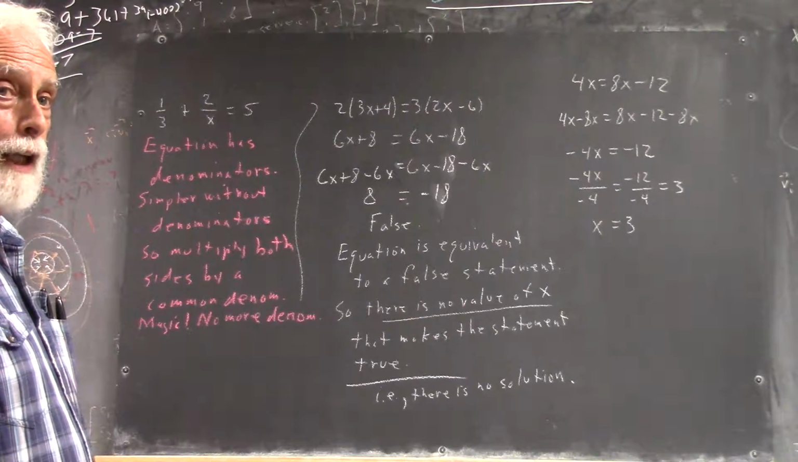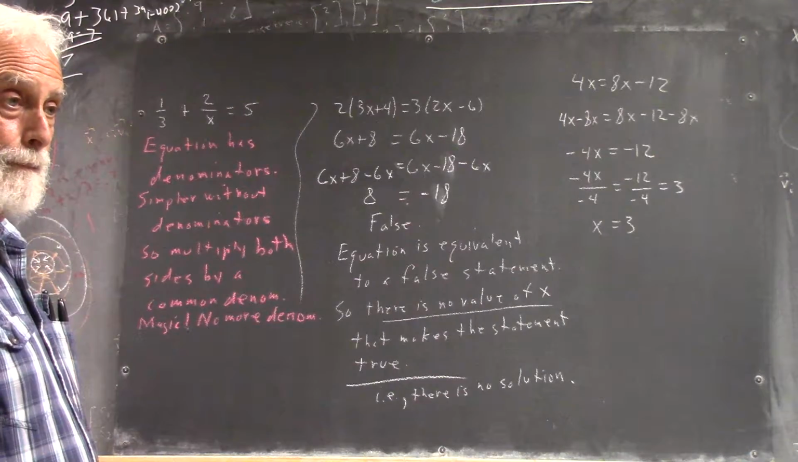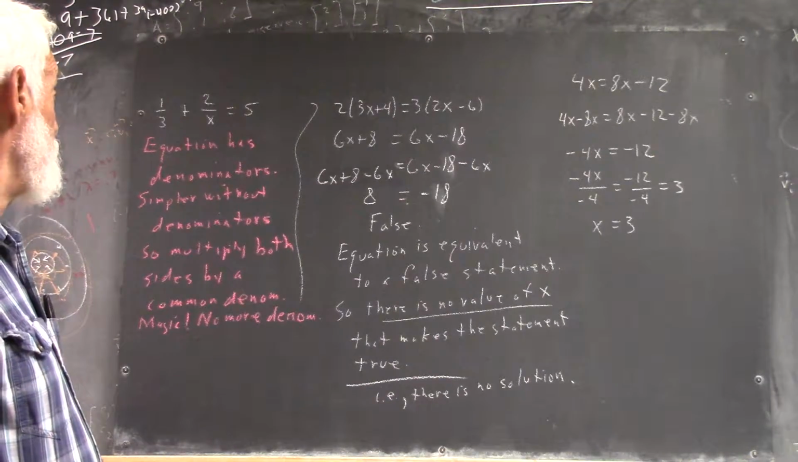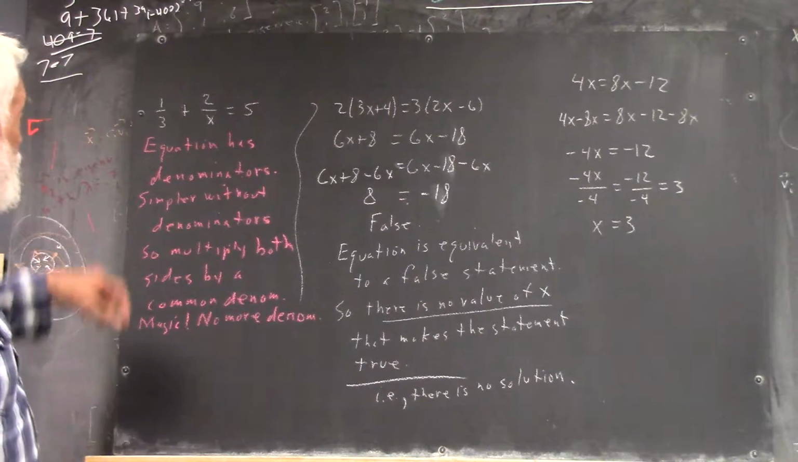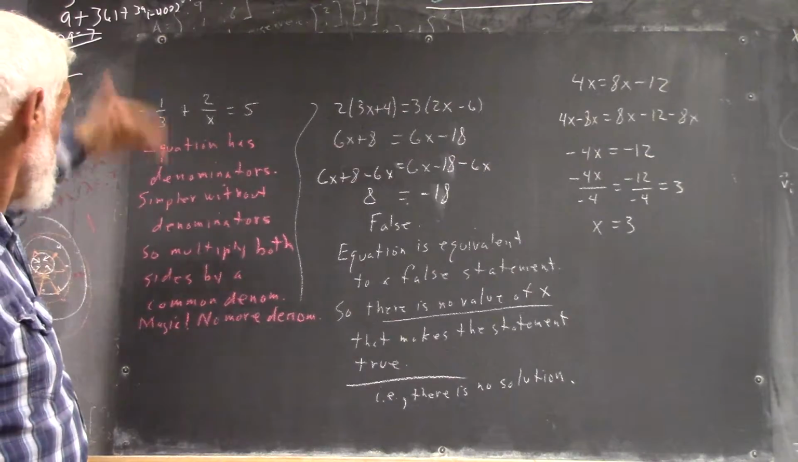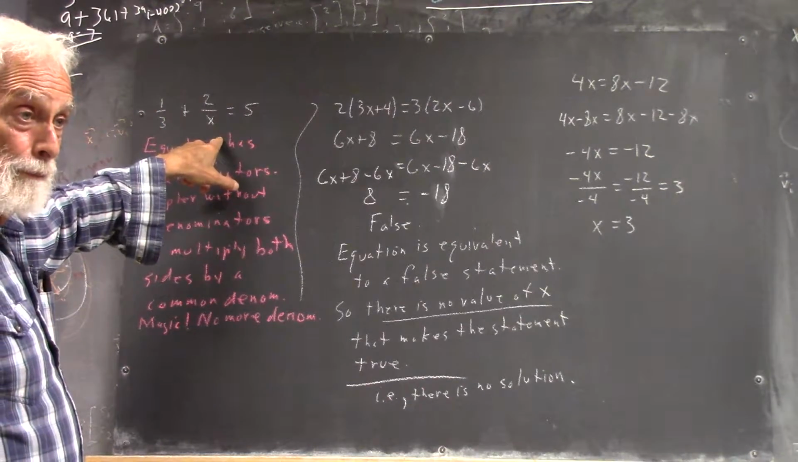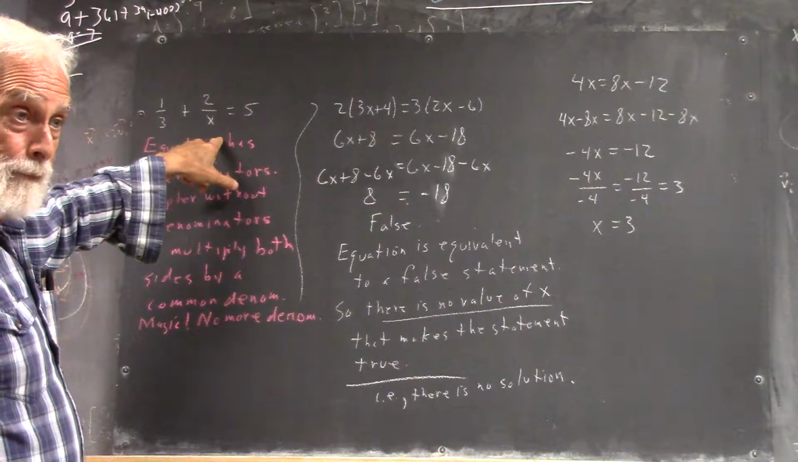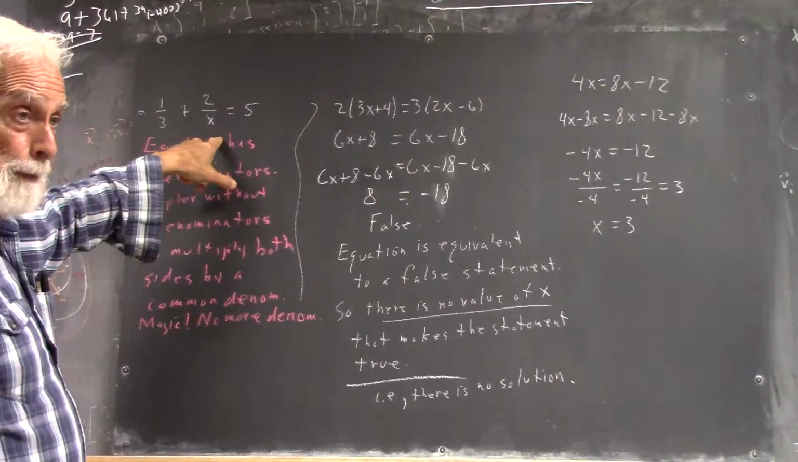Well, what are the denominators? 3, 5, and x. Well, 5 isn't a denominator, it's just going to be solid, but 3 is and x is. 3 and x are denominators, right? So 3x would be a common denominator, okay?